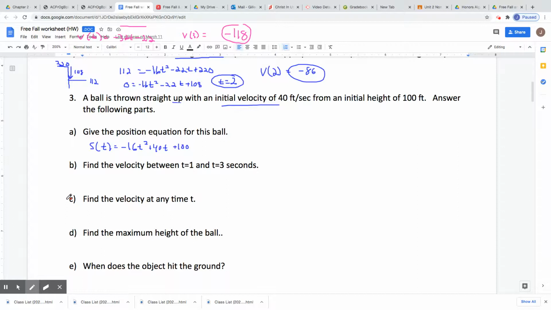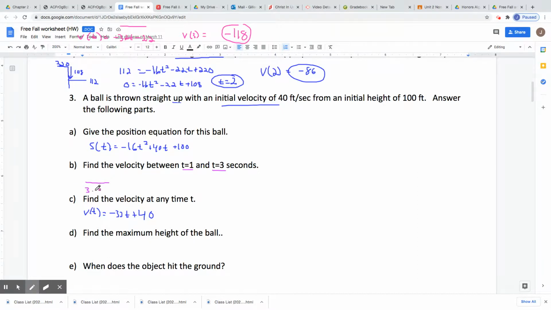All right, I'm going to skip ahead to C, because it says what's the velocity equation. So when it says find the velocity at t, that just means what's the velocity equation, which means I take the derivative of the position, which is negative 32t plus 40. Now for this one, find the velocity between t equals 1 and 3. When it gives you 2 times like this, we're finding the average velocity, which is the average rate of change, which means we're using that old school slope formula.